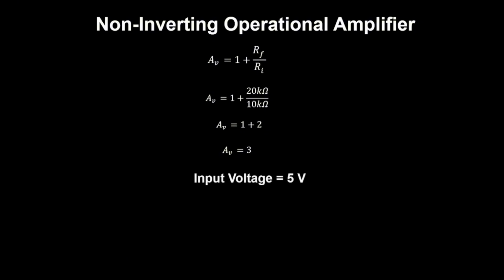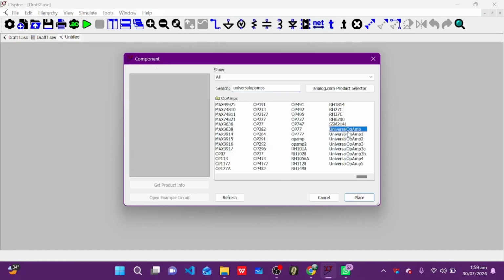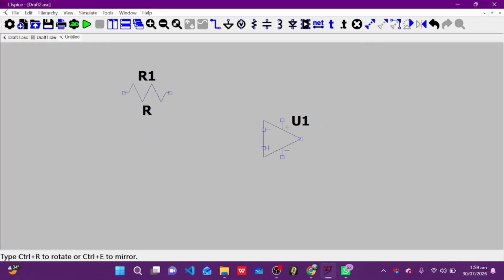Since our input voltage is 5 volts, the output voltage would be equal to gain multiplied by input voltage, and we'll have the output voltage with a peak of 15 volts. Now we will simulate the circuit in the LTspice software.